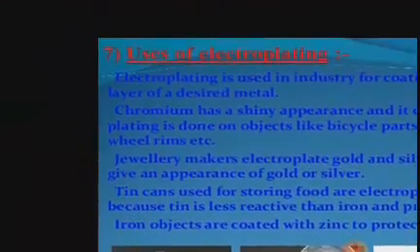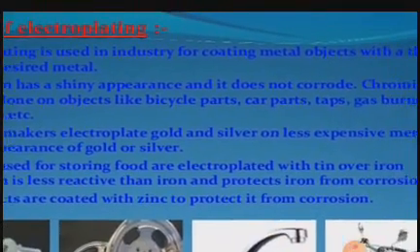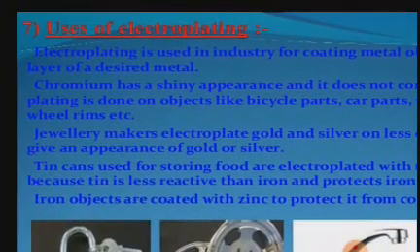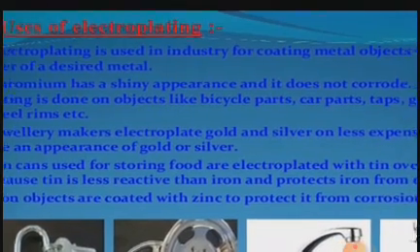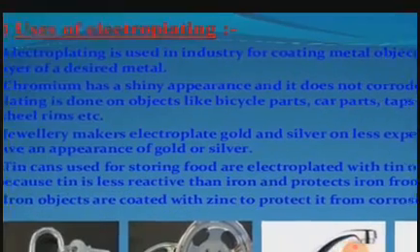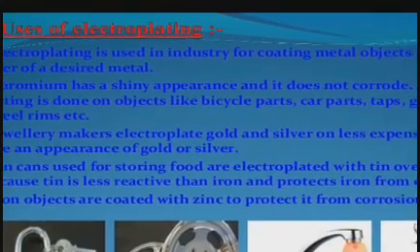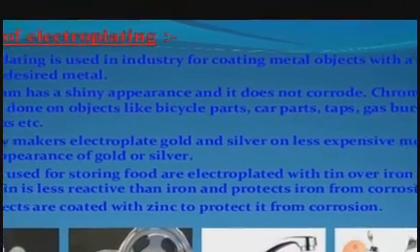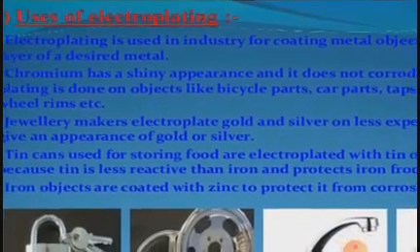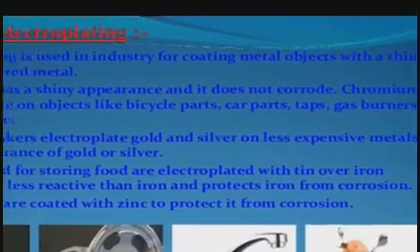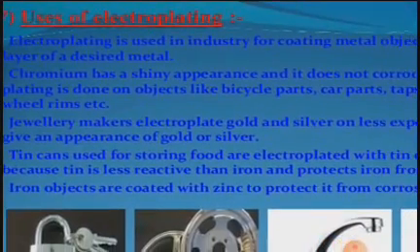Uses of electroplating. Electroplating is used in industry for coating metal objects with a thin layer of desired metal. Chromium has a shiny appearance and it does not corrode. Chromium plating is done on objects like bicycle parts, handlebars, car parts, taps, gas burners, etc. Jewelry makers electroplate gold and silver on less expensive metals to give an appearance of gold or silver.